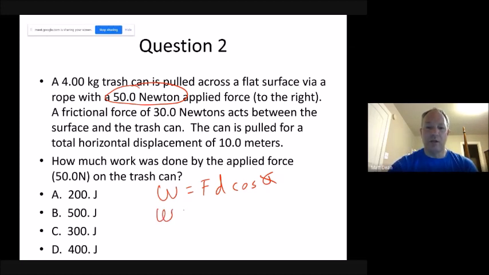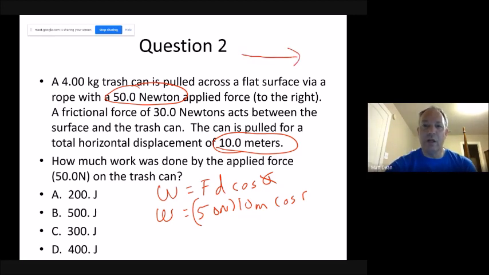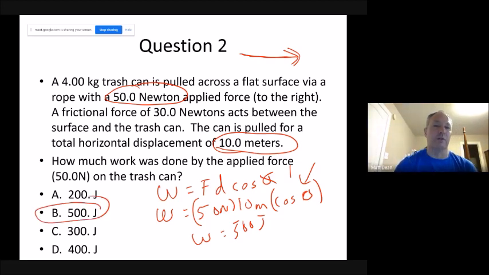So in this case, our work is equal to the force, which is 50 newtons, times the distance. Well, the can is pulled the distance of 10 meters, times the cosine of theta. Now, here's what we got to think about. Our box is moving this way, and our force is also this way, which means the angle between our force and our direction, our movement, is 0. The cosine of 0 is 1, which means 50 times 10 times 1 gives us a work of 500 Newton meters or 500 joules. So B would be our correct answer here.